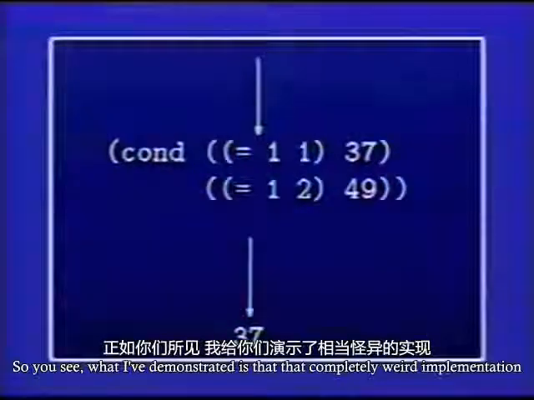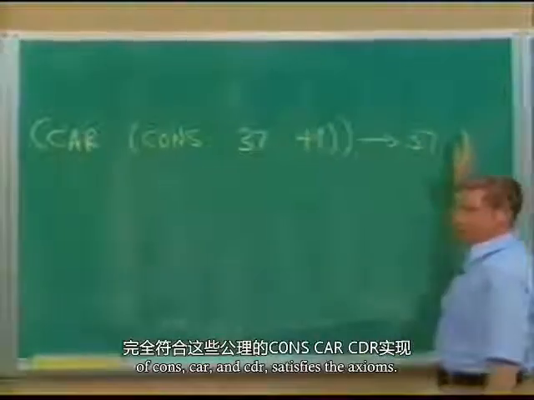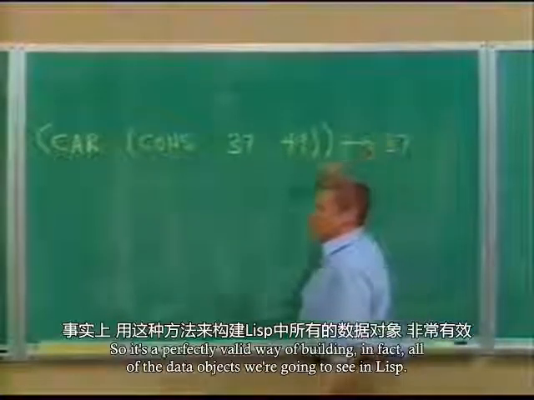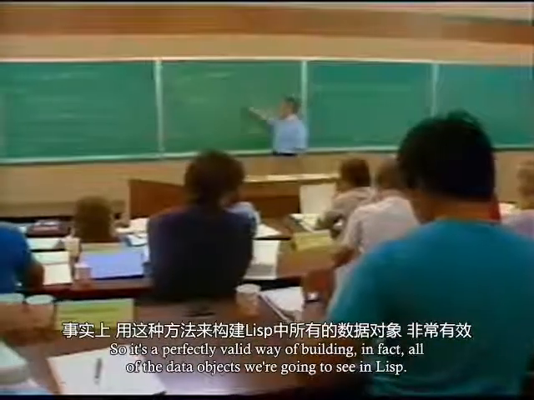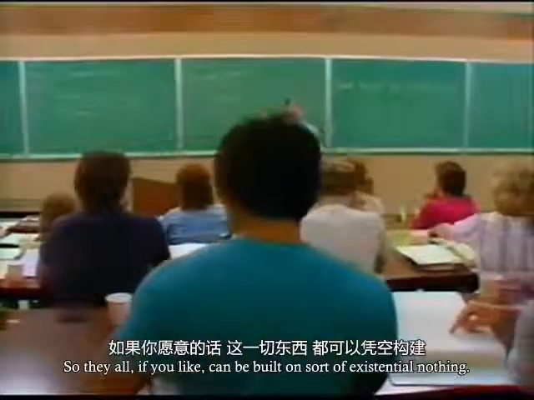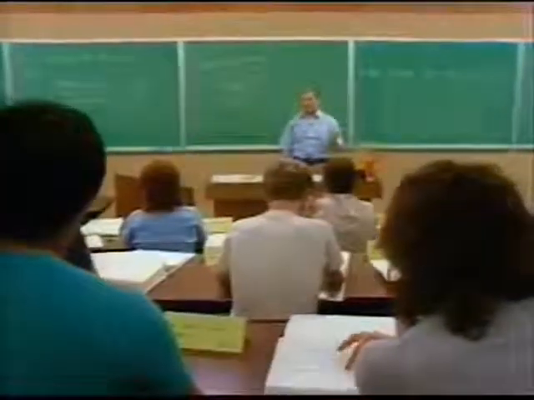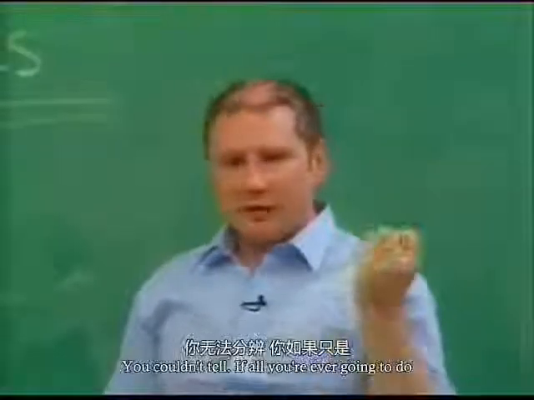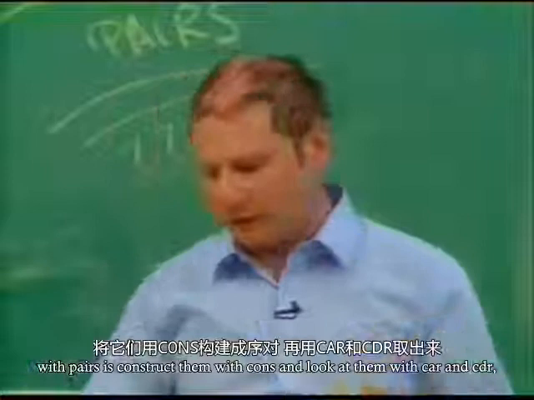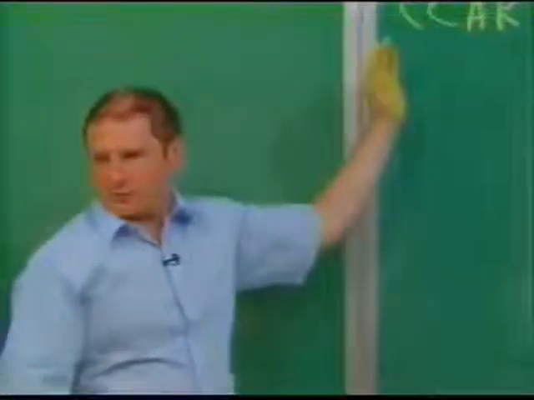So what I've demonstrated is that that completely weird implementation of cons, car, and cdr satisfies the axioms. So it's a perfectly valid way of building, in fact, all of the data objects we're going to see in Lisp. They all, if you like, can be built on sort of existential nothing. And as far as you know, that's how it works. If all you're ever going to do with pairs is construct them with cons and look at them with car and cdr, you couldn't possibly tell how this thing works.